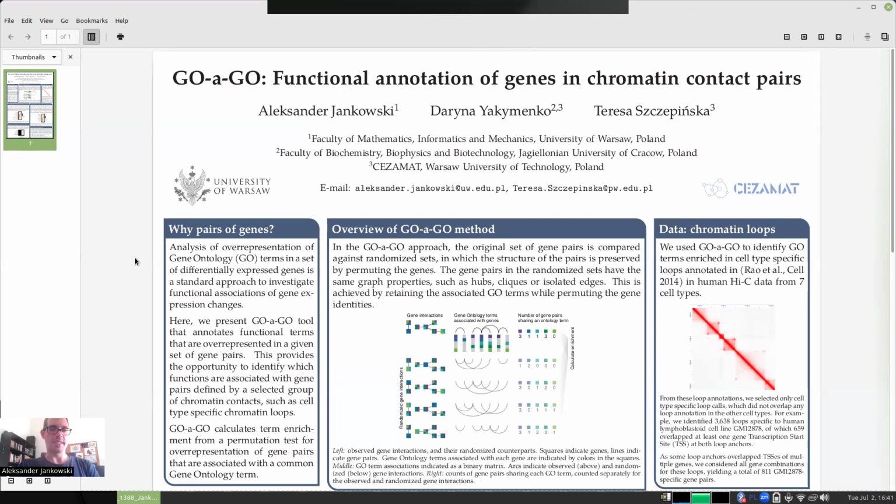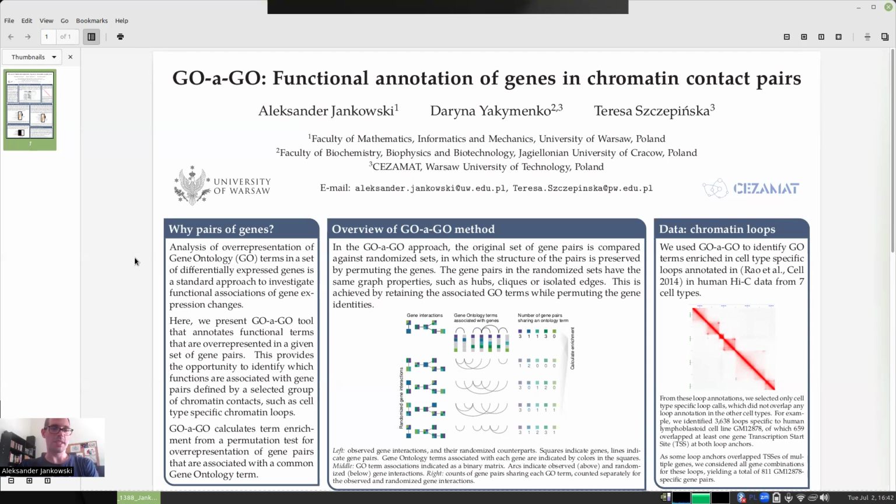You might be familiar with the standard gene ontology enrichment analysis. For example, in a situation when you have a set of genes of interest and you would like to tell whether these genes have something in common, more likely than by random chance, so whether this set of genes is somehow enriched compared to, let's say, the universe of all genes in a particular species.